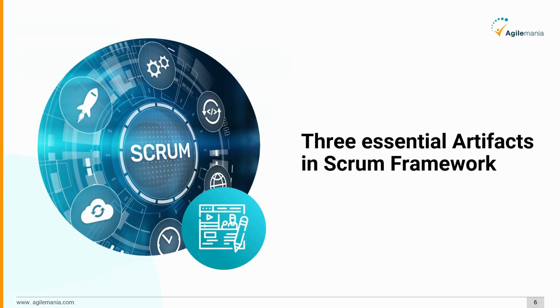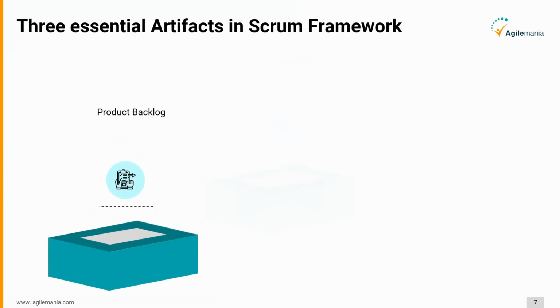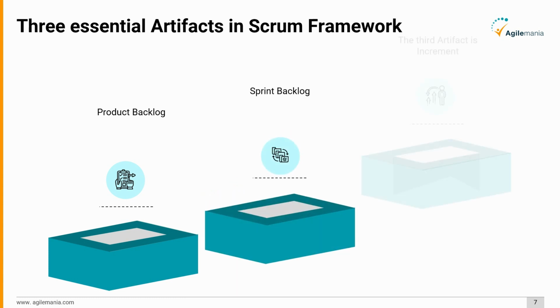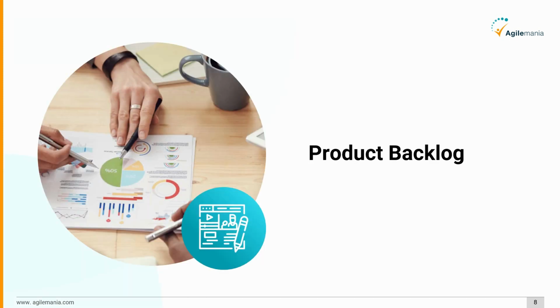We will start today's agenda by discussing the 3 essential artifacts in Scrum framework, and they are product backlog, sprint backlog, and the third artifact is increment. We will discuss each artifact in detail to have a thorough understanding of the topic.